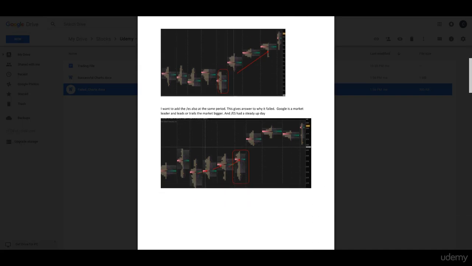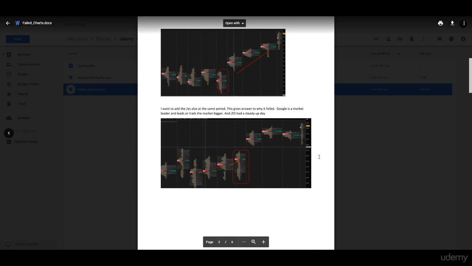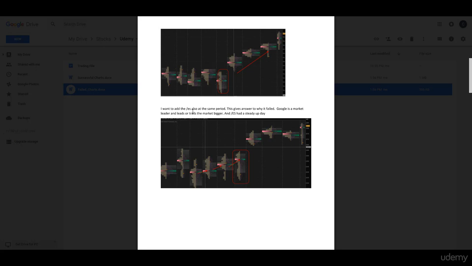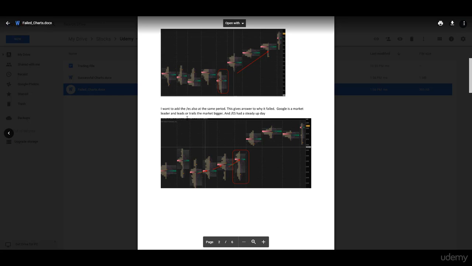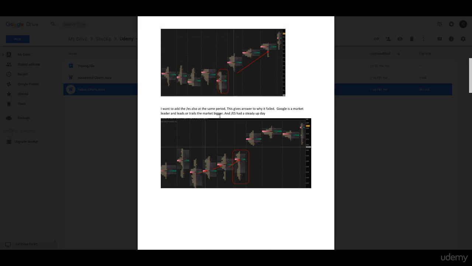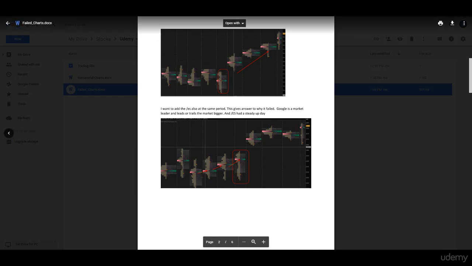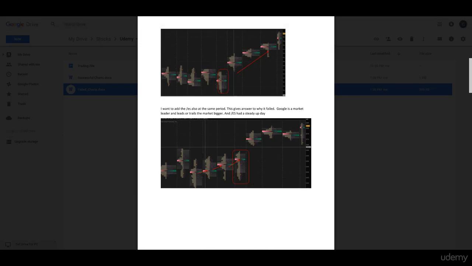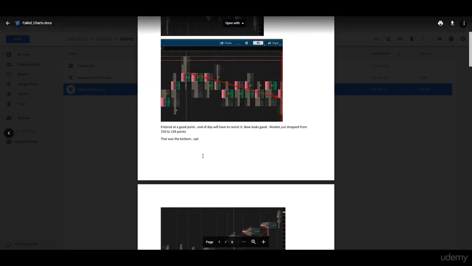So now I'm understanding it and analyzing it. I am also adding a chart of ES, which is basically the S&P futures, or SPY, for the same period. This gives the answer to why it failed. Google is a market leader and leads or trails the market bigger, and ES had a steady up day. So that explains it. Next time if I'm going to trade Google, I'm also going to have a look at ES or SPY and see how it is behaving and then make a decision on Google.